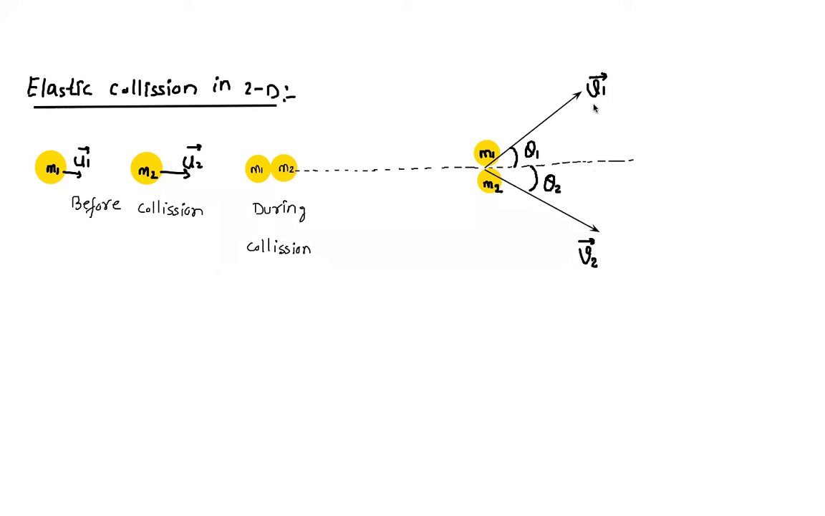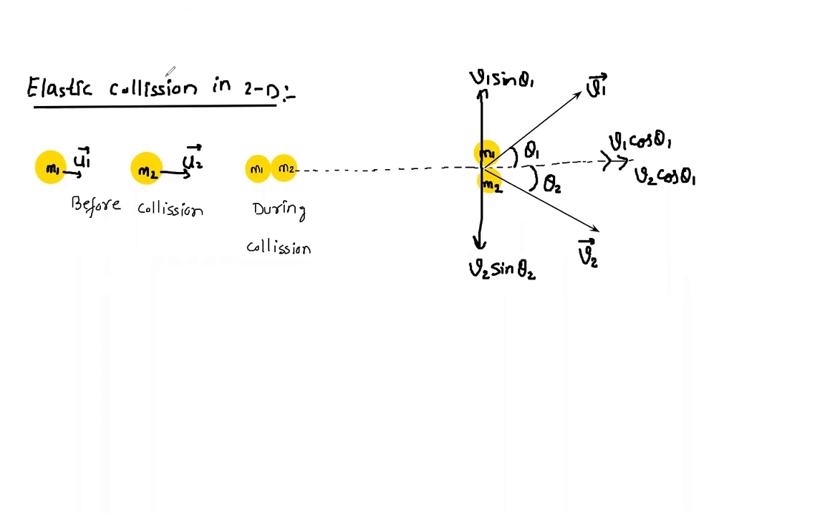Now we can take the component of these velocities. Along this direction, the component of velocity v1 is v1 cos θ1, and perpendicular, this is v1 sin θ1. Similarly, you can take component of v2. Along this direction, this is v2 cos θ2. In the perpendicular direction, it's v2 sin θ2. For elastic collision in 2D, you have to resolve your velocities along x and y axis. So along x axis, the components are v1 cos θ1 and v2 cos θ2. Along y axis, the components are v1 sin θ1 and v2 sin θ2.